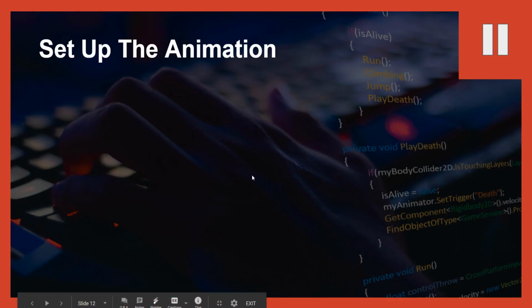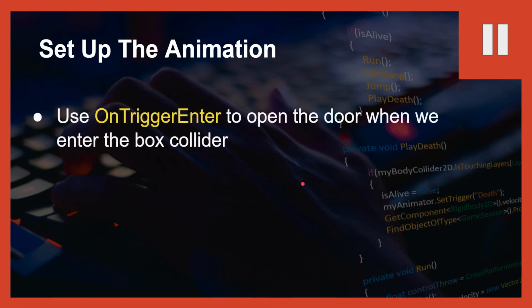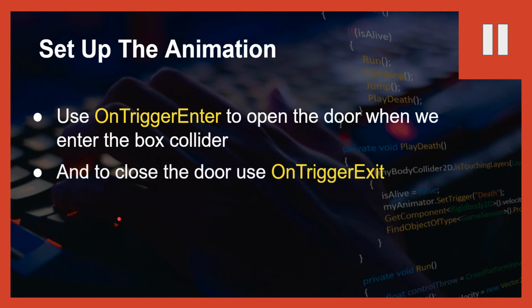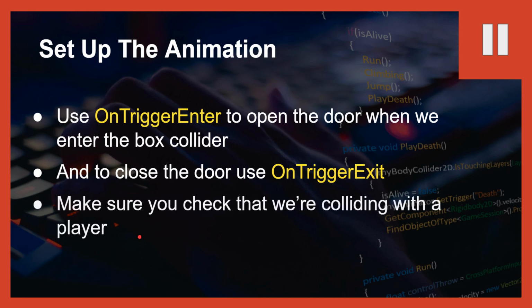Actually, I'm going to issue you a challenge, and it's to set up the animation. So use the on-trigger enter to open the door when we enter a certain box collider, and to close the door, use the on-trigger exit. Now, we've never used this before, but you can go ahead and search for it. It's very simple, there's nothing to it. And finally, make sure that you check that we are colliding with a player and not just anything, because we don't want anything to be colliding with it and opening. With that said, pause the video right now and go do the challenge.